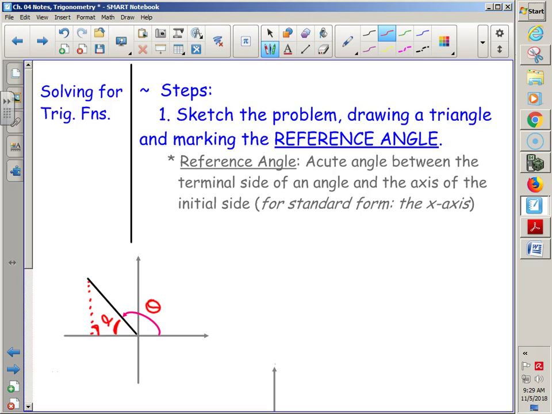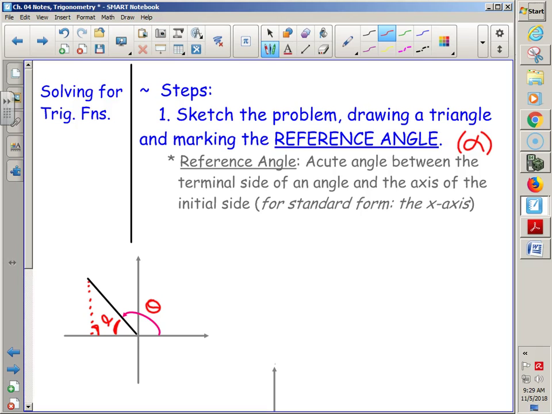So for instance, we could say, hey, reference angle, and we're going to label all the reference angles in this page of notes. The book could do it differently, but I'm going to label him as alpha. So we have our theta that's starting in standard position and rotating to land at a certain spot. The reference angle is going to be alpha.